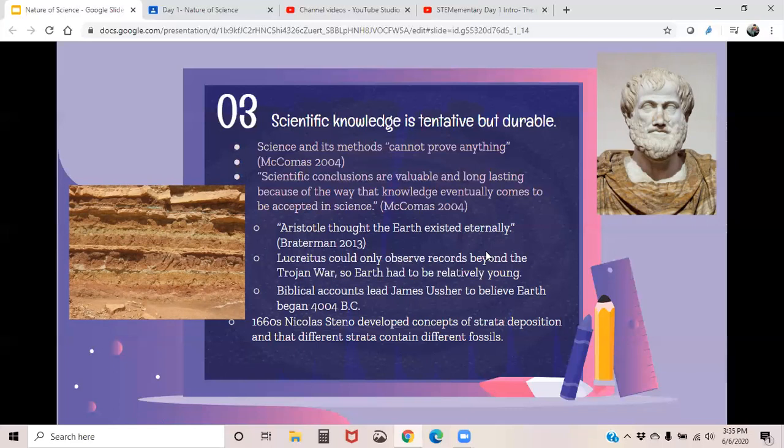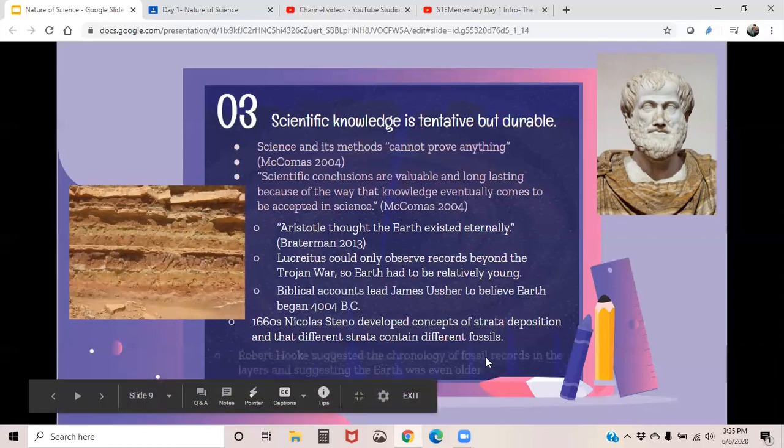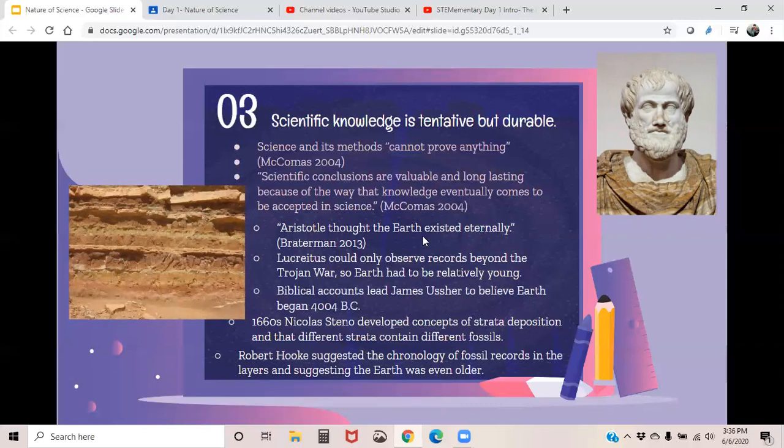And so the bottom layer in a rock strata would indicate the first formed rock layer and the oldest. Identifying those fossils within those different layers helped people piece together a better history of the earth and get closer to how old the earth actually was. And so Robert Hooke suggested that the chronology of the fossil records in these layers suggested that the earth was even older than what was previously known.